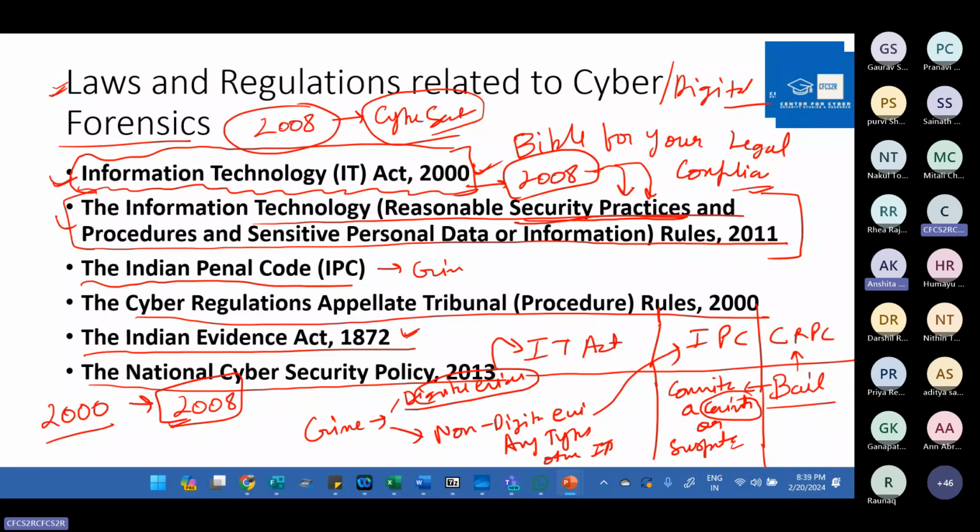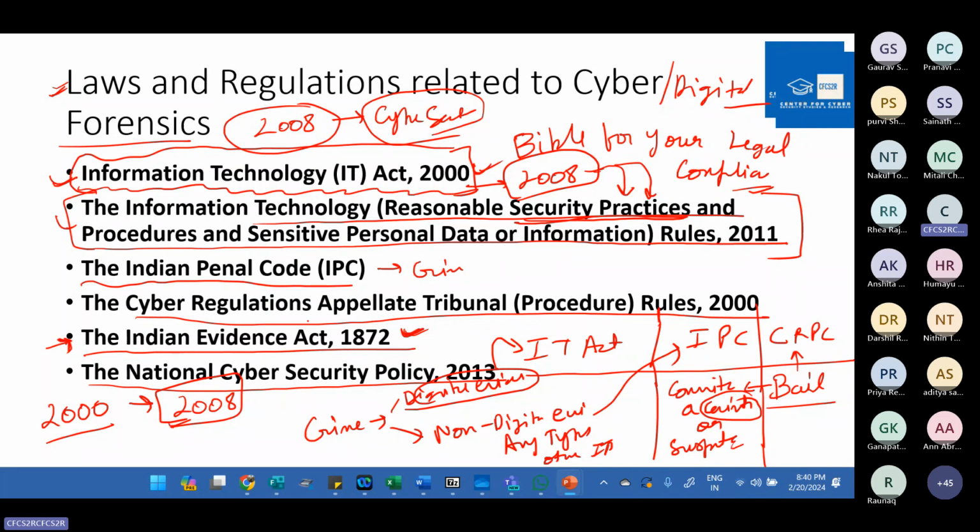Why is this Indian Evidence Act 1872 important for us in cyber forensics? Who will tell me? Purvi, can you tell me why this Indian Evidence Act is important for a person of cyber forensics? Because if you are doing any cyber investigation, at the end of the day you need to produce evidence in court. Yes or no? Yes, sir. And this Evidence Act will tell you how you are going to produce the evidence. So understanding the Indian Evidence Act is also very important.